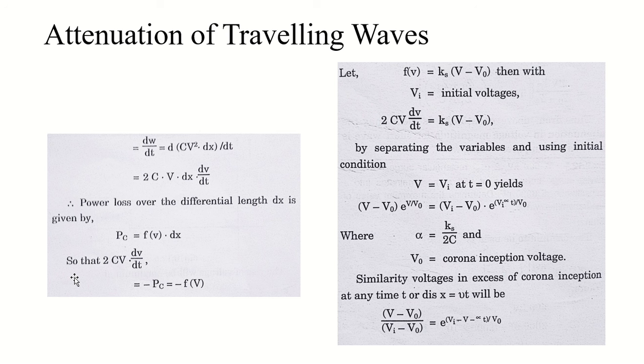So similarly, this way the voltage at the corona inception at any time t, or distance x equal to vt, can be given using this formula: V minus V0 divided by Vi minus V0 equals e raised to minus alpha t divided by V0. So that is your attenuation formula of traveling waves. Though don't worry, you don't have to remember all these formulas, just understand the concept of attenuation, and I think that is more than enough.